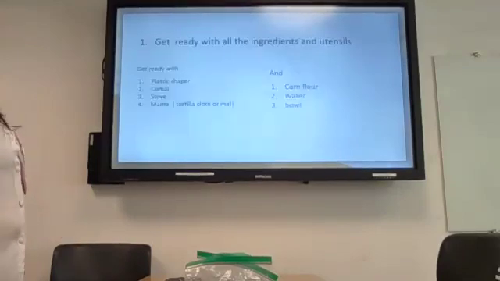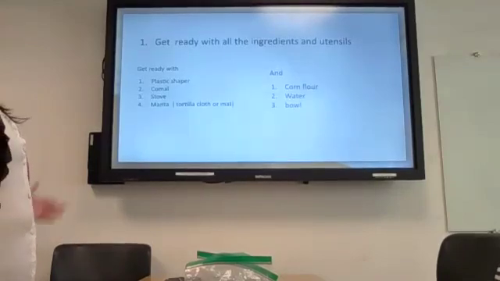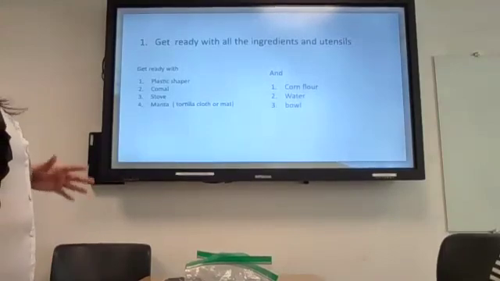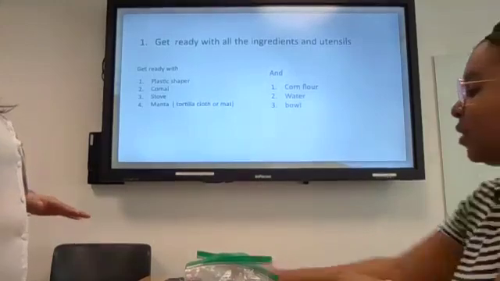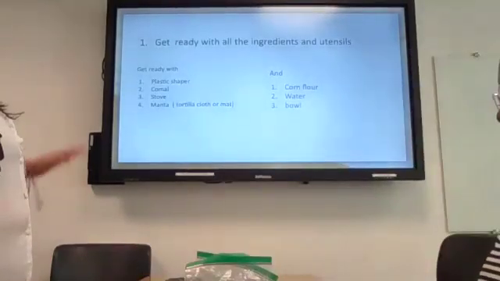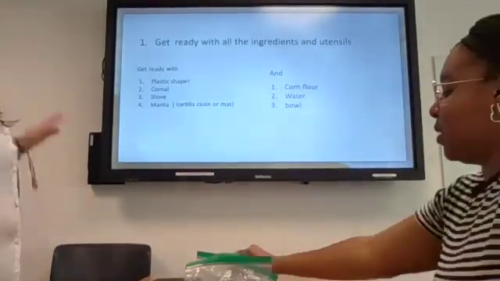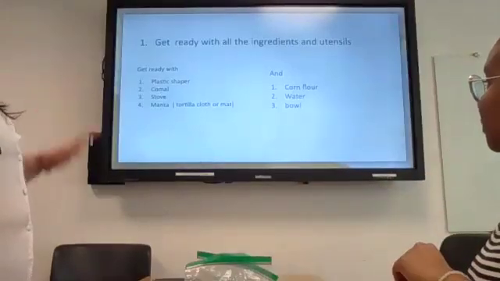Okay, let's double check. Get ready with the ingredients. We can check together if we have everything. Do we have the plastic shaper? We have the plastic shaper here. Awesome. Do we have the comal? We have the comal here. Do we have the stove?